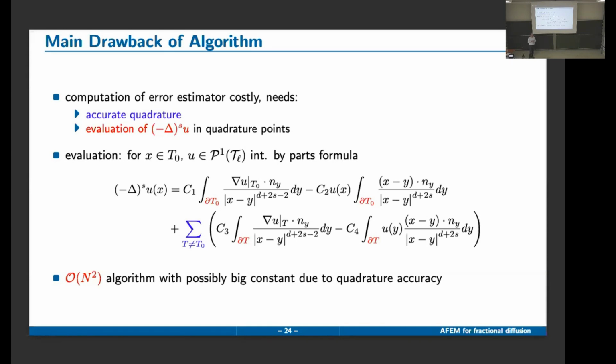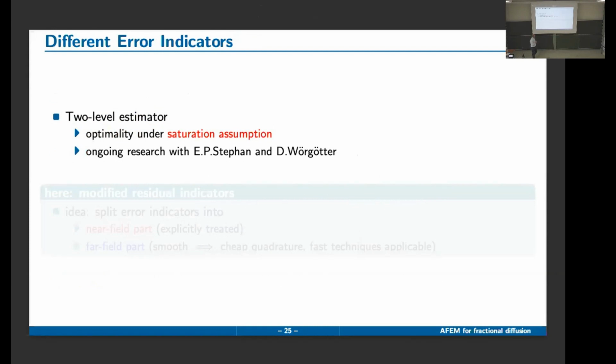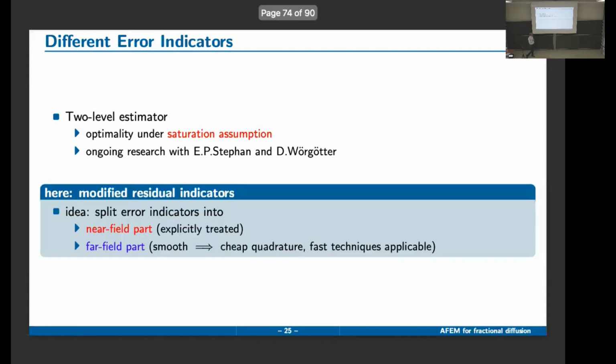How to improve on that? You can say, throw away the error indicator. This is bad. You can, for example, think about a two-level error estimator, and this is something we are doing right now with Ernst Stephan and a student of ours. But the drawback of the two-level error estimator is you can only show optimality under a saturation assumption, which you will not be able to prove. So this is the drawback there. Here we can, without saturation assumption, have optimality. But let's stick back to the modified residual error indicators.